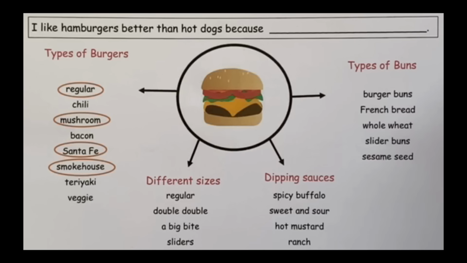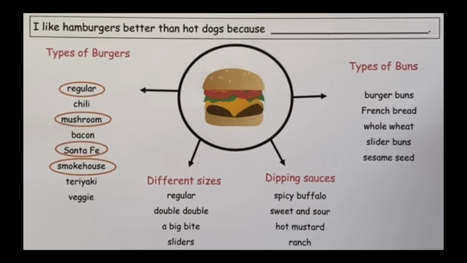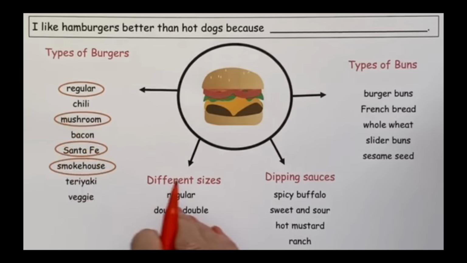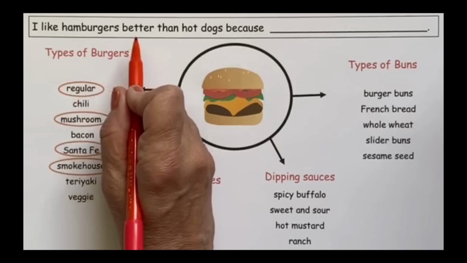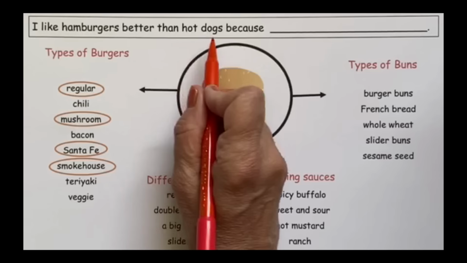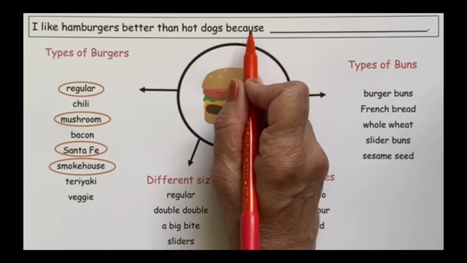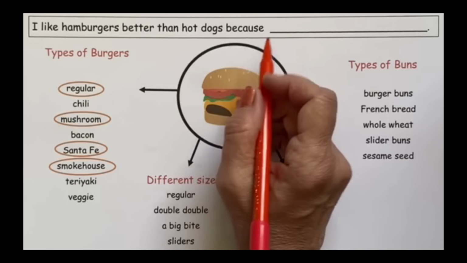So I wanted then to direct them back to the opinion statement. So what do all of these have in common? And we decided they were all choices, and they were more choices than they have when eating a hot dog. So we created the sentence, I like hamburgers better than hot dogs because there are more choices.